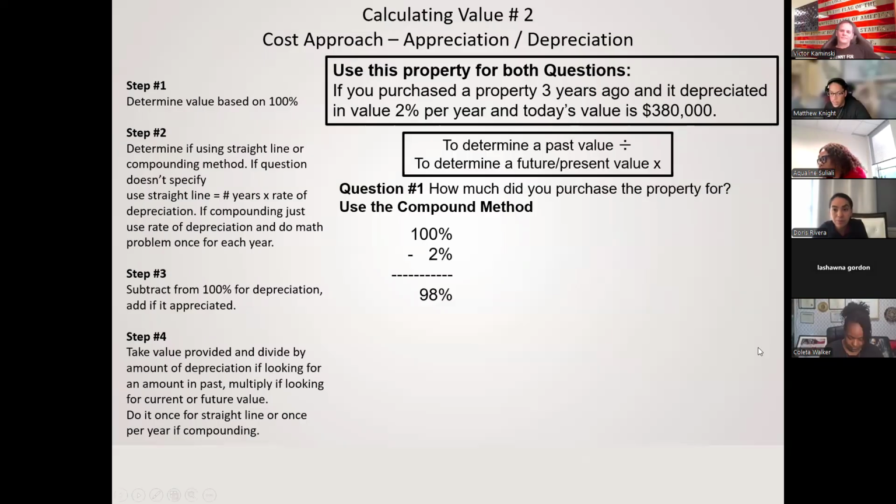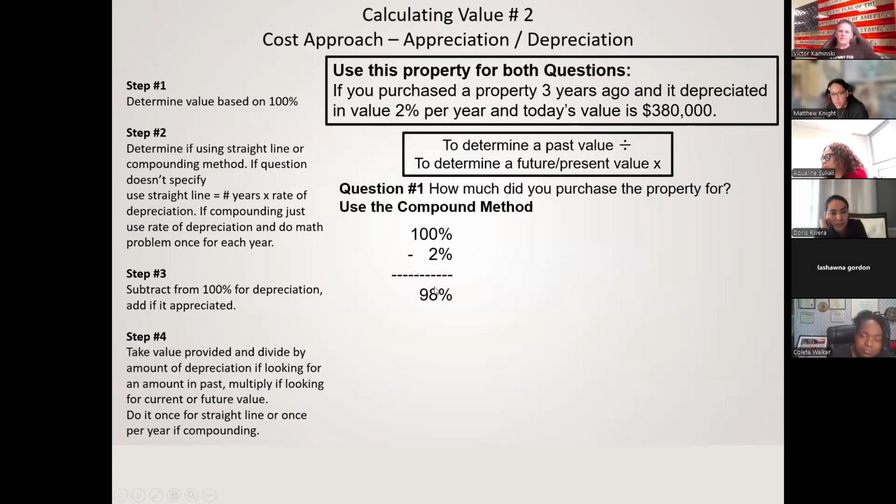Now you're doing it by years, right? Since it's 3 years, you're going to do each one individually. So we do the math problem once for each year when we're using the compound method. You can see here, look at the instructions. I got the instructions right here on the side for you. If you use the straight line method, you take the number of years times the rate of depreciation. If compounding, just use the rate of depreciation and do the math problem once a year. So that's why we just use the rate of depreciation here, subtracted from 100%.